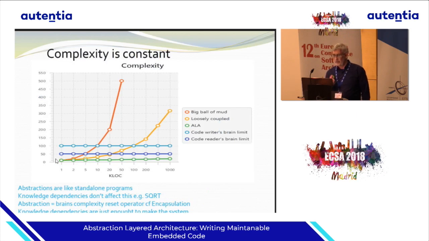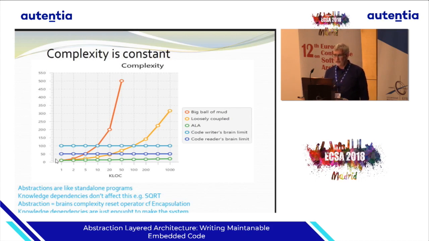So this is my last slide about the theoretical stuff. The complexity is a constant, and the reason is that all these abstractions that we had are like standalone programs. So if you get your granularity right, and each of them is, say, 500 lines of code, then the complexity in any part of your program will be that of 500 lines of code, no matter how big your program gets. They're all just like separate programs.